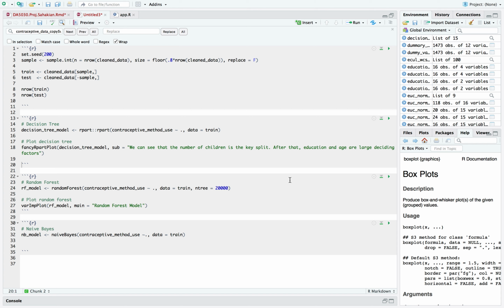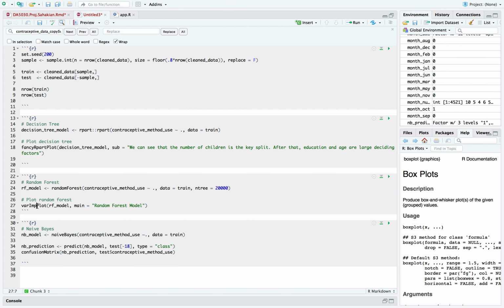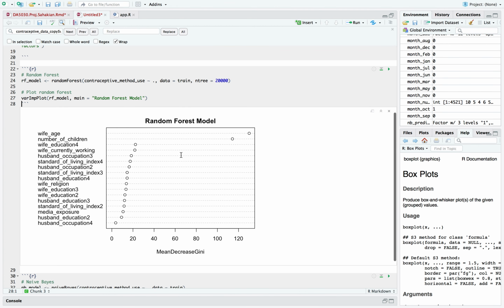So we can run our random forest model here to generate it. And then we can actually plot our random forest model similar to our decision tree. And we can see that similar to the model that we just looked at before, the top three factors that play the biggest role in making the decision are the wife's age, the number of children, and the wife's education. So it's in alignment with the outcome of our decision tree.